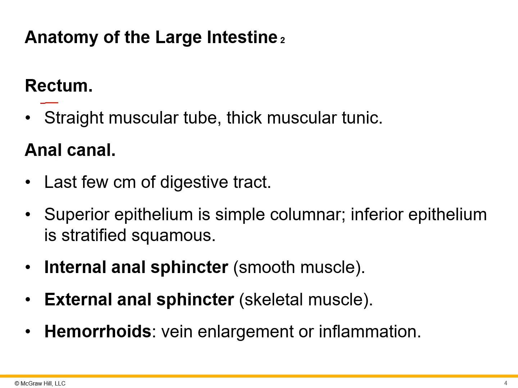Then moving into the rectum, just a straight muscular tube, and then into the anal canal, which is just a few centimeters of the digestive tract, made up of superior epithelium of simple columnar cells. Then the inferior epithelium is stratified squamous. And then we have two sphincters here, the internal and external. The internal is made up of smooth muscle, the external of skeletal muscle. And hemorrhoids form whenever the veins enlarge or become inflamed, leading to that painful condition.